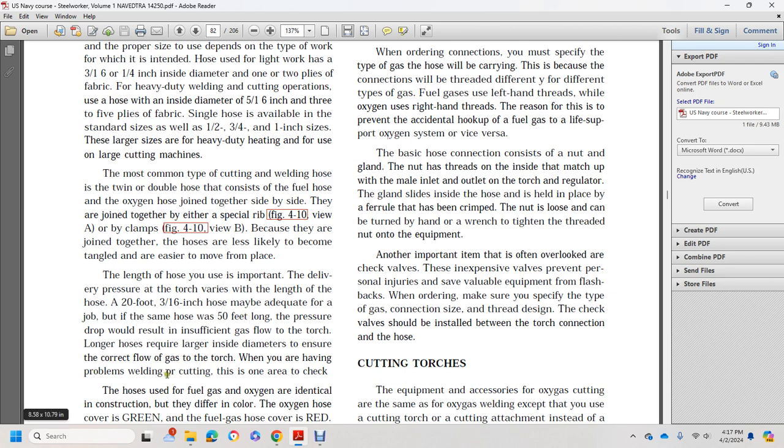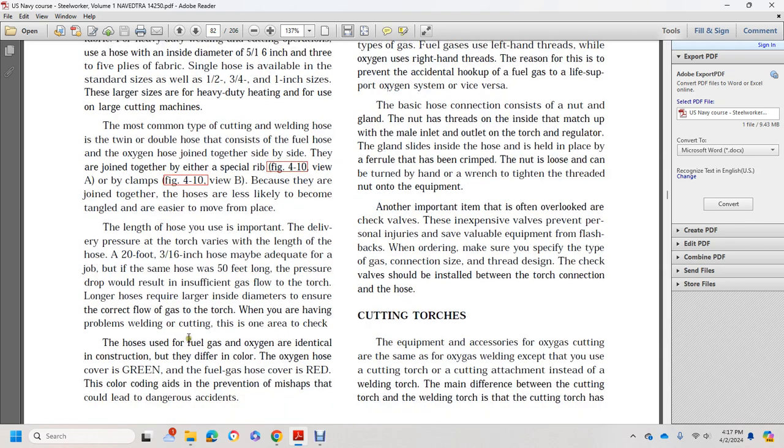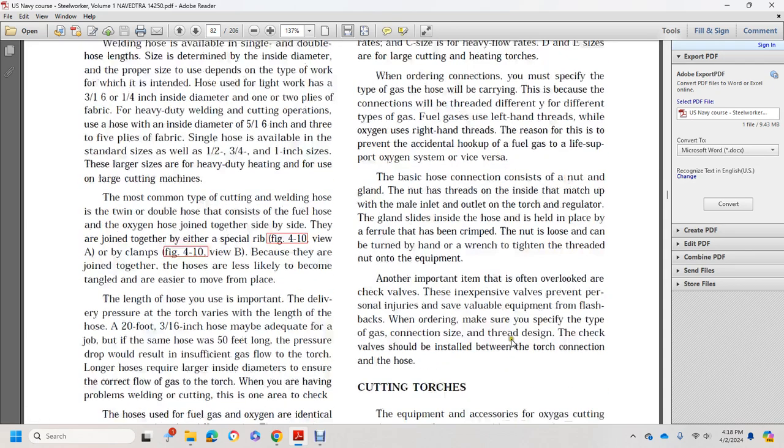When you have problems welding or cutting, one area to check is the hoses. The fuel gas and oxygen hoses are identical in construction but of different colors. The oxygen hose is covered in green, and the fuel gas hose is covered in red. The color coding helps prevent mishaps, since a mix-up could lead to dangerous accidents.